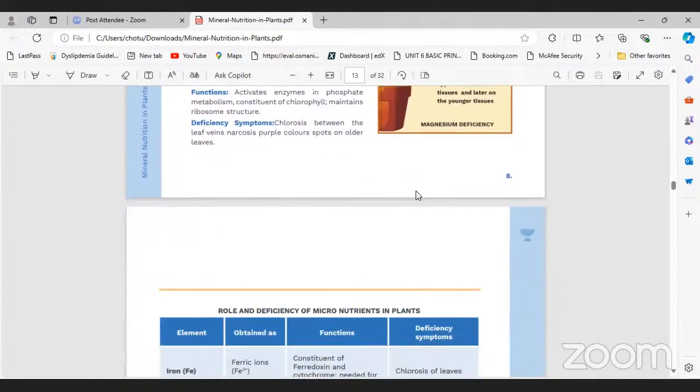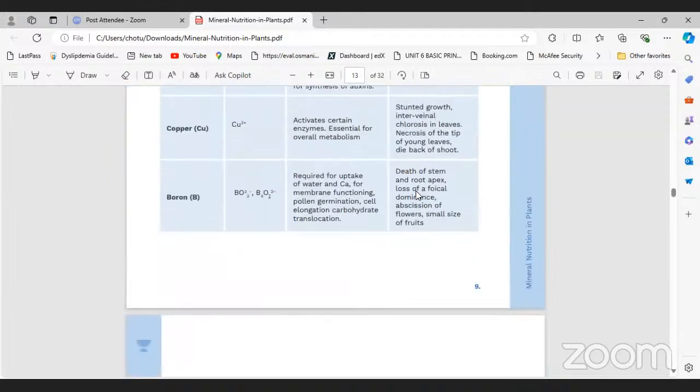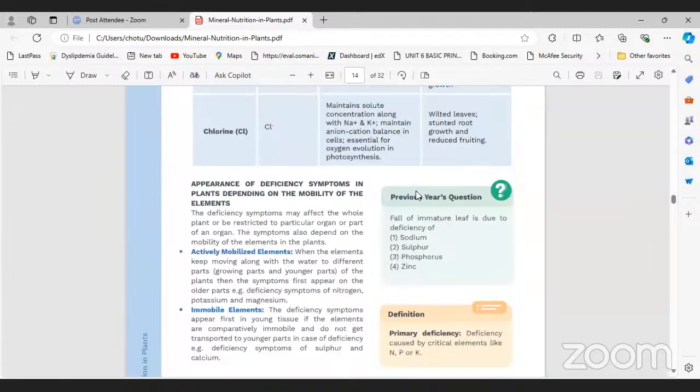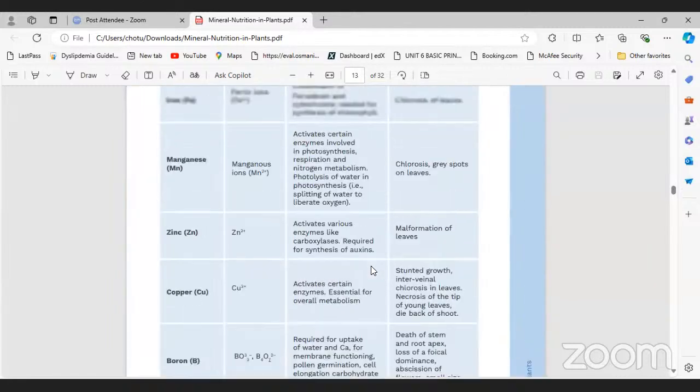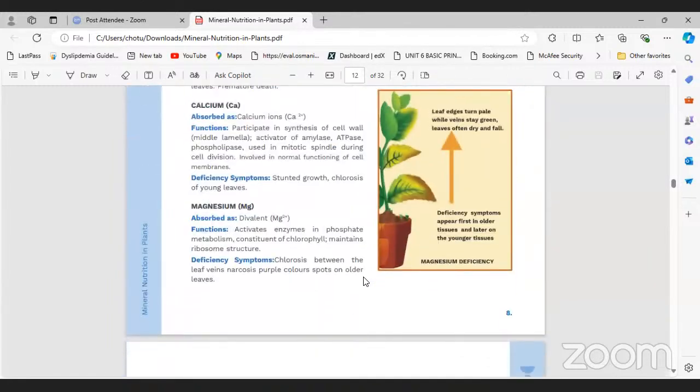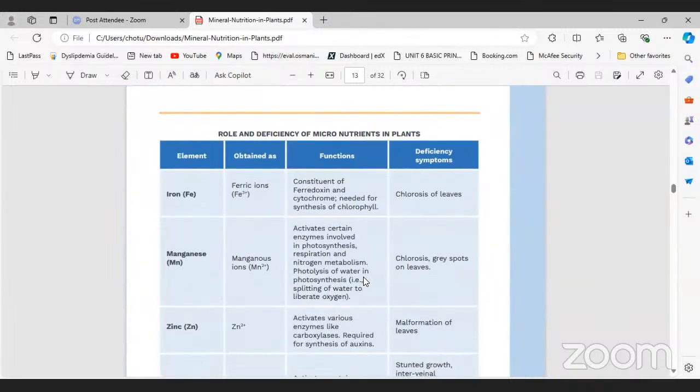Okay, next one. After magnesium, next one is iron. What is iron, and what are its functions? Boron, iron, zinc. Next one is iron.